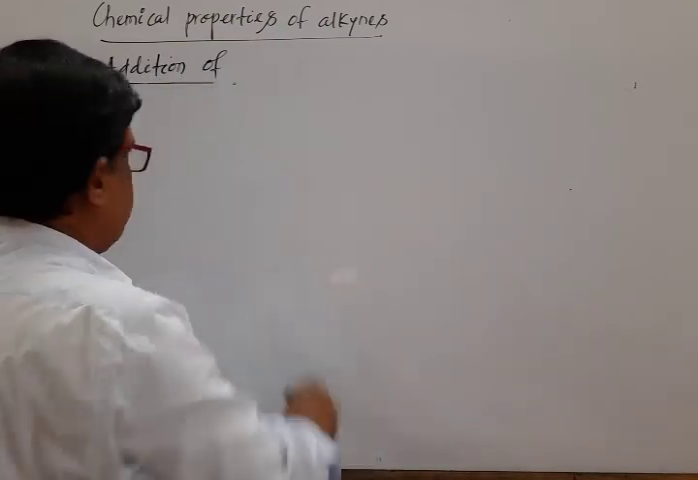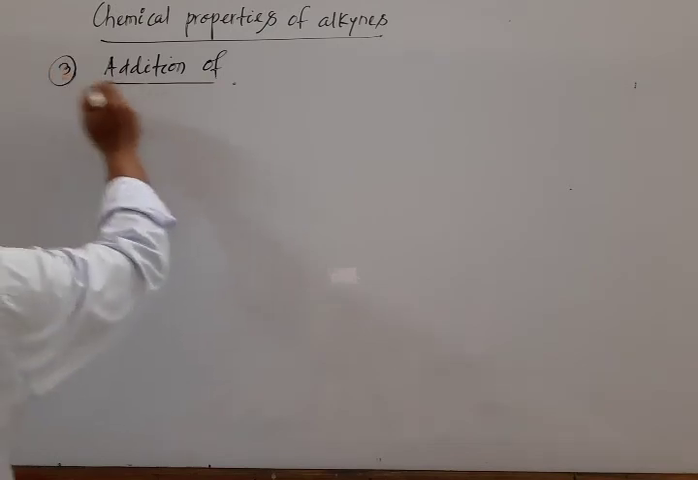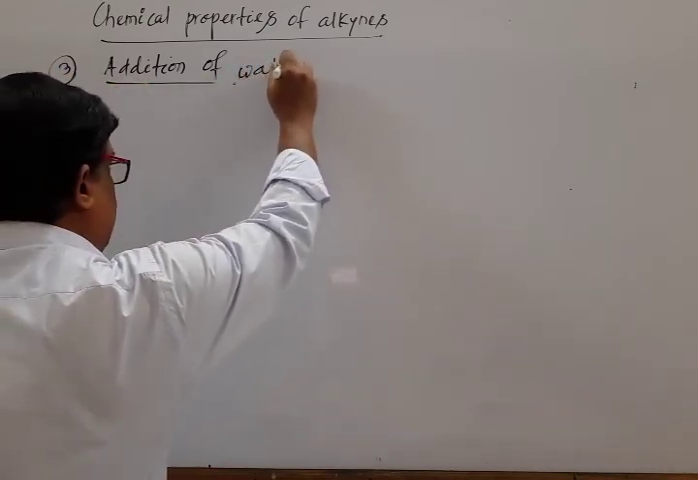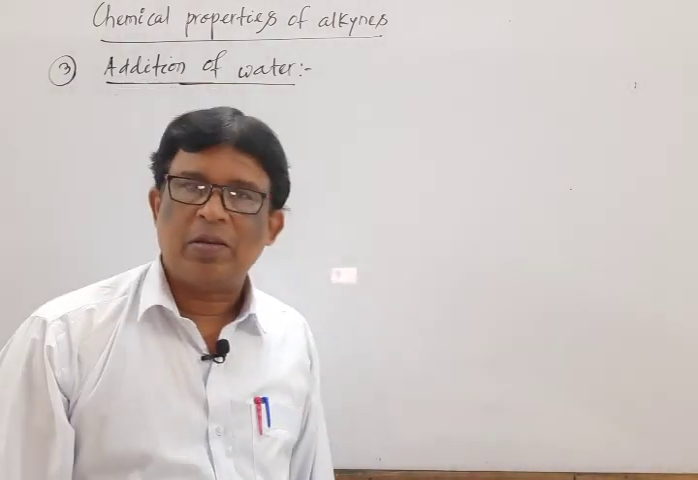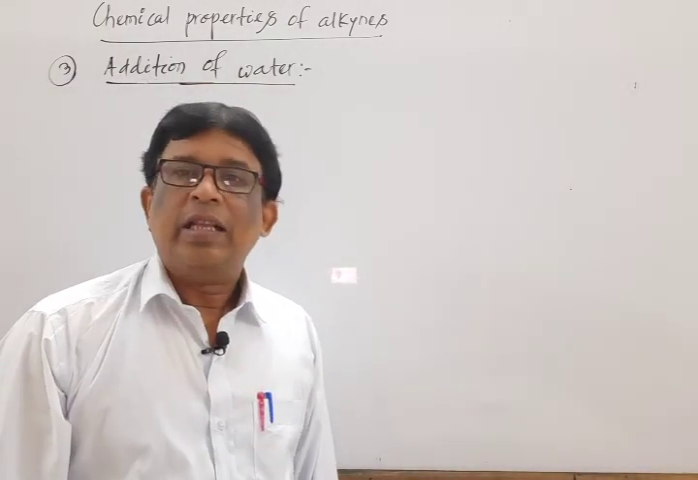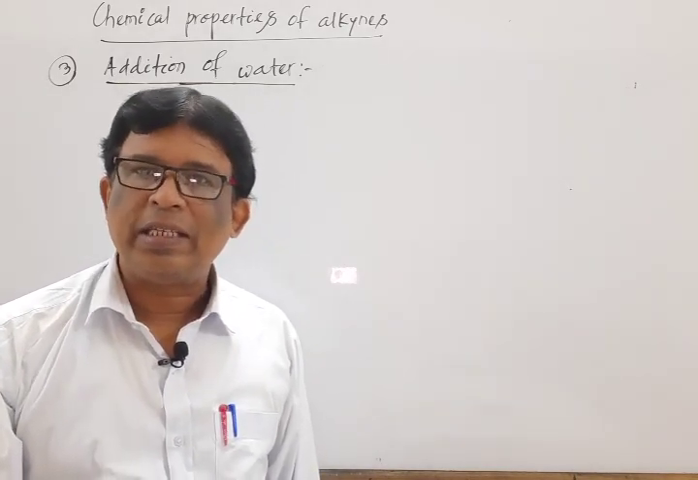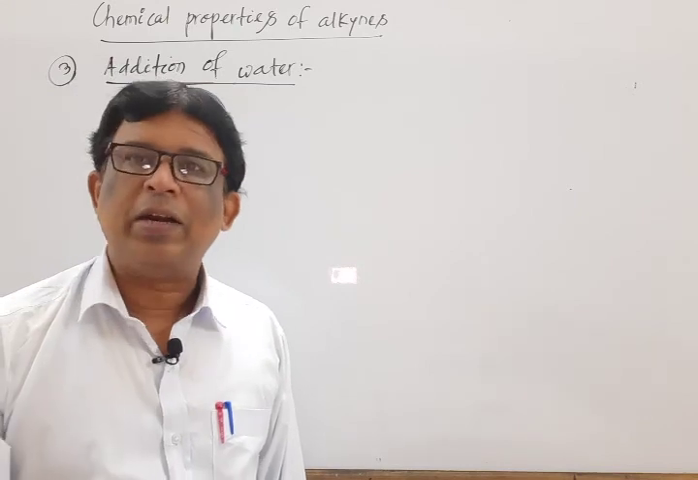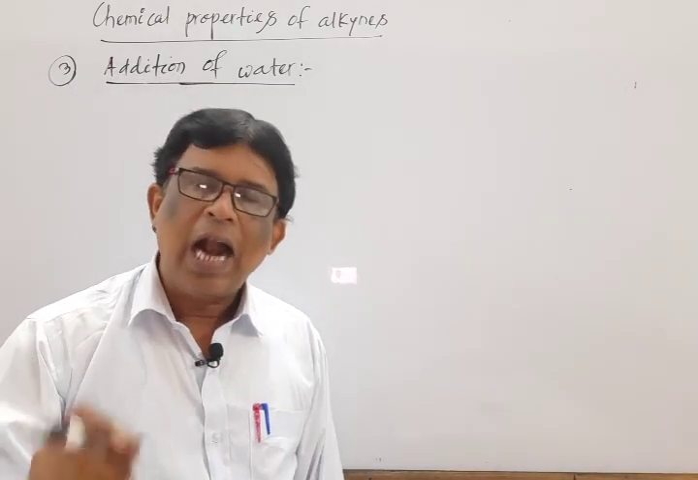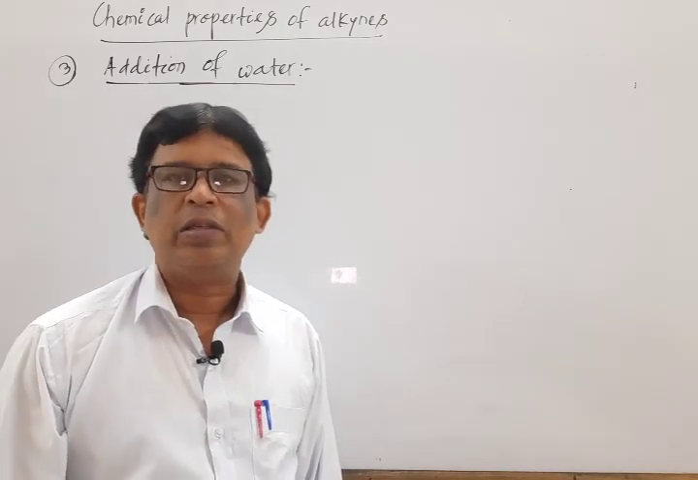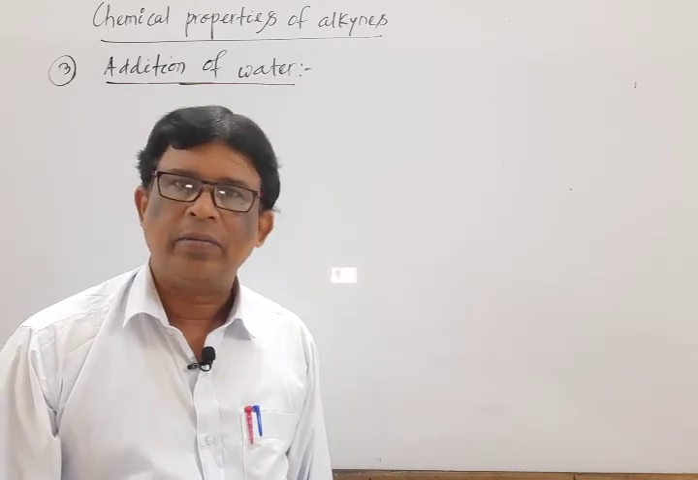Next one is the third chemical property, that is addition of water. So first we write the equation, then we discuss. That is when acetylene reacts with 30% sulfuric acid in presence of 1% mercuric sulfate, it undergoes hydration, means adds a molecule of water, which finally rearranges to form an aldehyde.